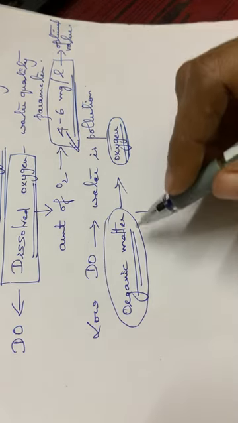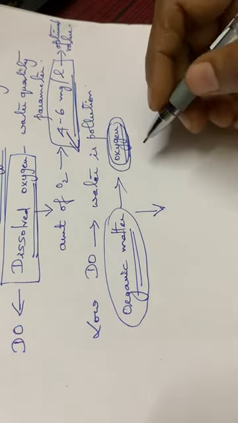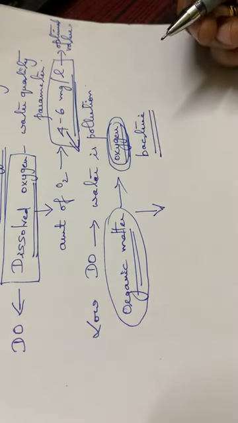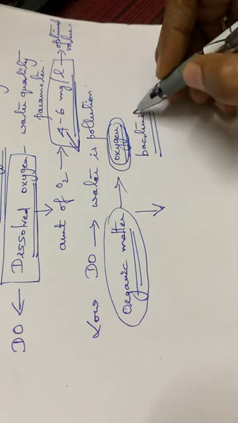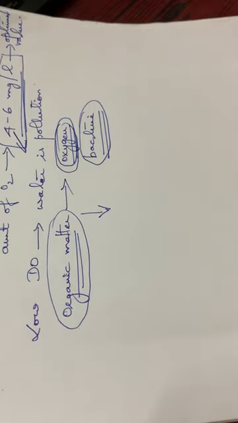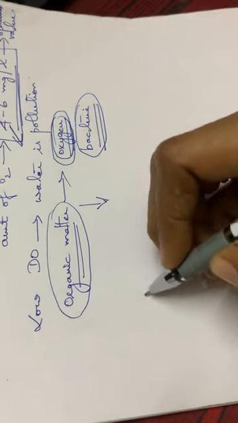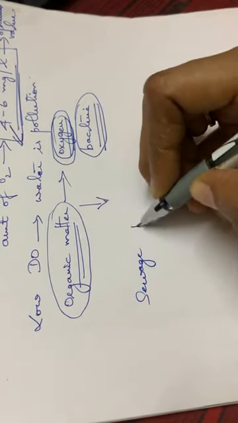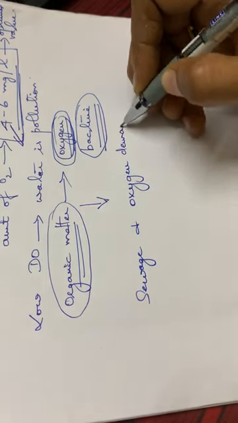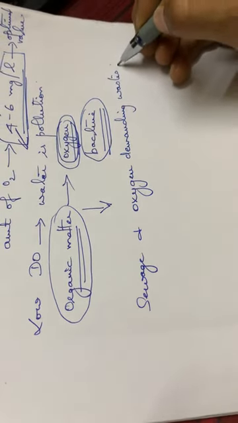For the decomposition of organic matter, a certain amount of oxygen will be required by the bacteria, so that they can carry out this decomposition process. Also, along with the organic matter, sewage contains oxygen demanding waste. What do we mean by oxygen demanding waste? These are substances that require some amount of oxygen for their decomposition.